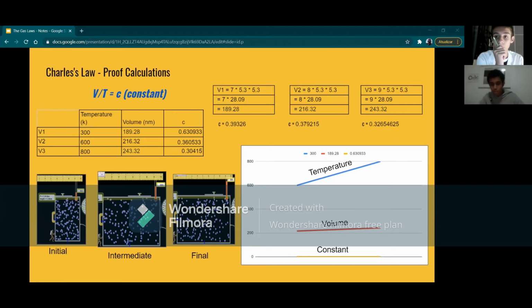The graph visualizes the information. As the temperature, I'm so sorry. So as the temperature, which is the blue line, increases, so does the volume, which is the red line, and the constant, of course, stays the same.